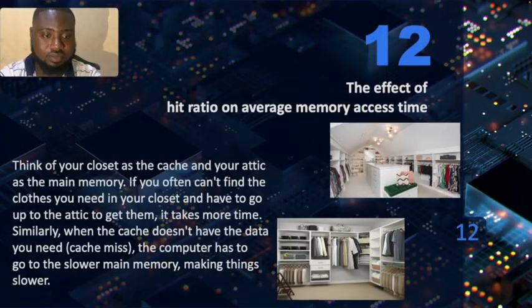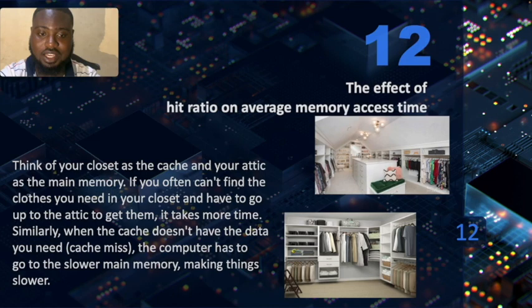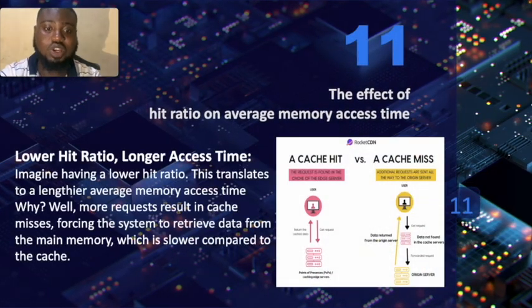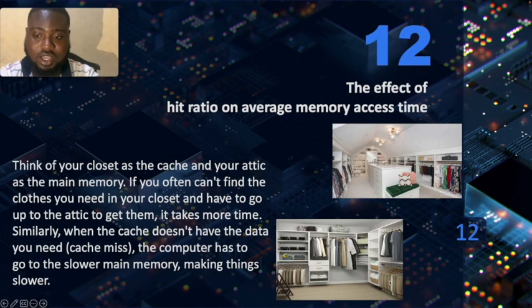Now, we use the closet to explain this, where if you often can't find the clothes that you need in your closet, you have to go up to the attic to get them, and it takes more time. That is what I explained using the longer access time. And then I also used the cache miss, where you need to get rid of some of the clothes here, move them into your attic so that there can be space for new clothing here.